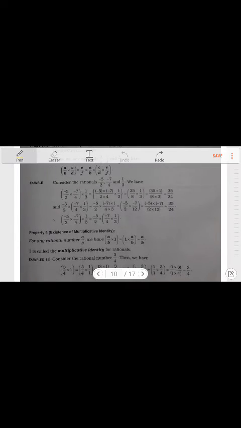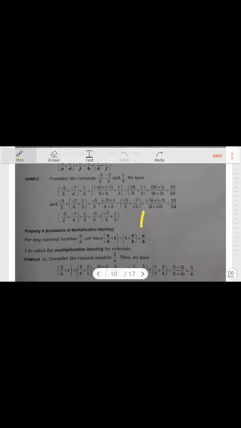Now there is also one example. Just consider example 1. Consider the rational number 3 by 4. When we multiply 3 by 4 into 1, that is 3 by 4 into 1 by 1, that becomes 3 into 1 by 4 into 1, that is 3 by 4 itself.